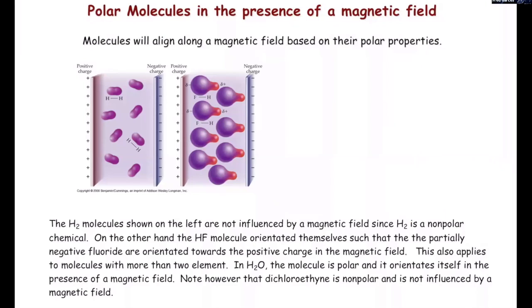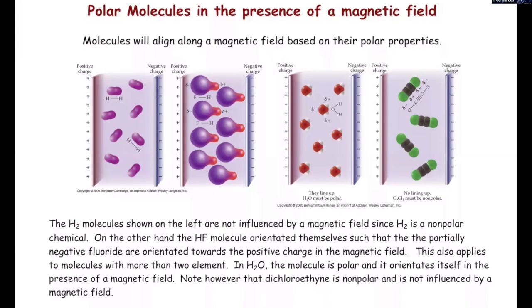And why do we call it polar? Well, again, like I said, it's the distortion of the electron cloud, but we can detect polar chemicals. If we put the chemicals in an electromagnetic field, they will orient themselves so that the positive plate in the field will attract the negative portion of the chemical, and the negative plate is going to attract the positive portion. So we can actually detect polar chemicals through experiments.